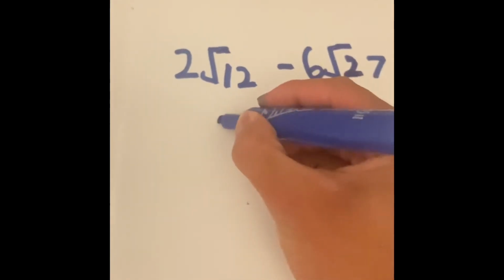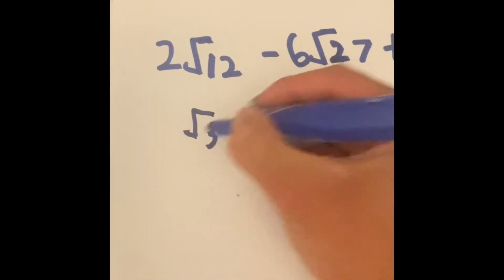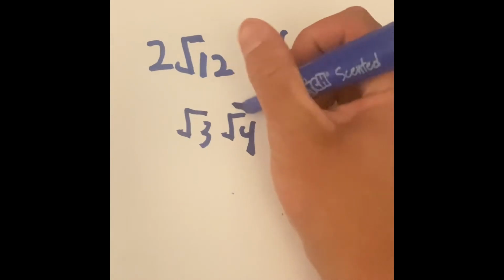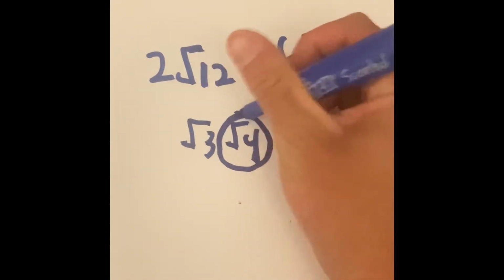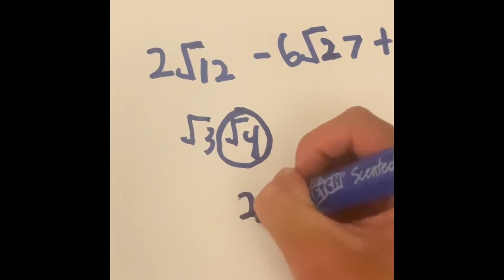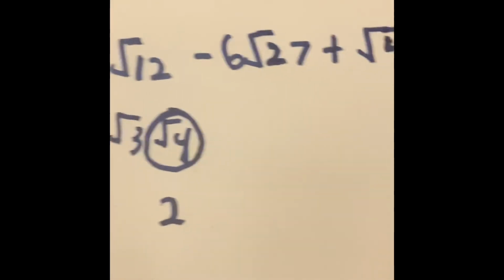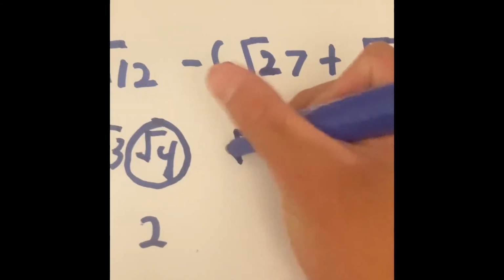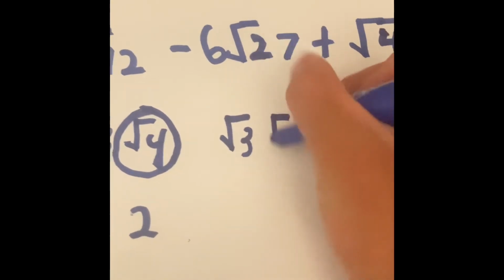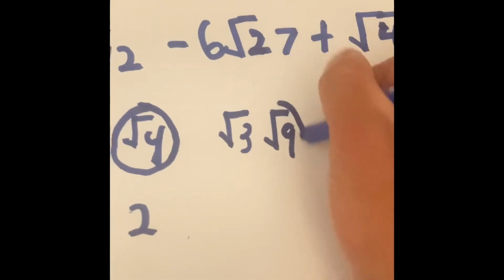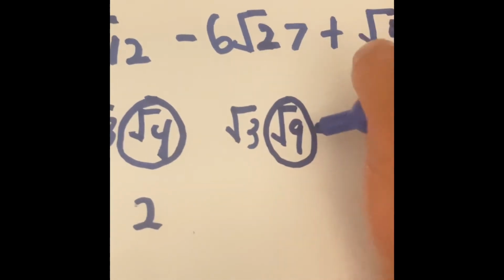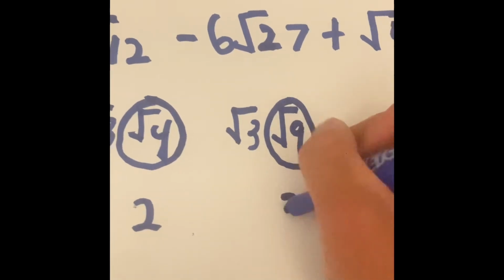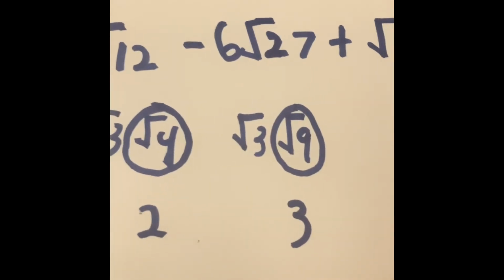12, we can pull out two numbers, the square root of 3 and the square root of 4. 4 can be used to pull out a number, which is going to be 2. Let's do the second one. 27, we can pull out the numbers, the square root of 3 and the square root of 9. Since 9 can have another number pulled out, when you eliminate the square root, it will become 3, because 3 times 3 is 9.